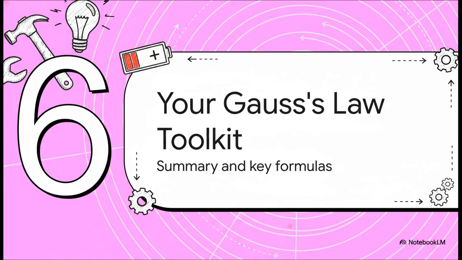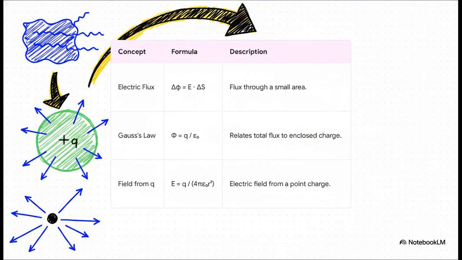All right, let's pull all this together. We'll summarize the essential ideas and formulas into one neat and tidy toolkit for you. So this slide is basically your cheat sheet. We started with the definition of flux for a tiny little area. Then, we unveiled the absolute star of the show, Gauss's law, which brilliantly connects that total flux to the charge trapped inside. And it's all built on the bedrock of physics, the fundamental description of the electric field from a point charge, which comes from Coulomb's law.